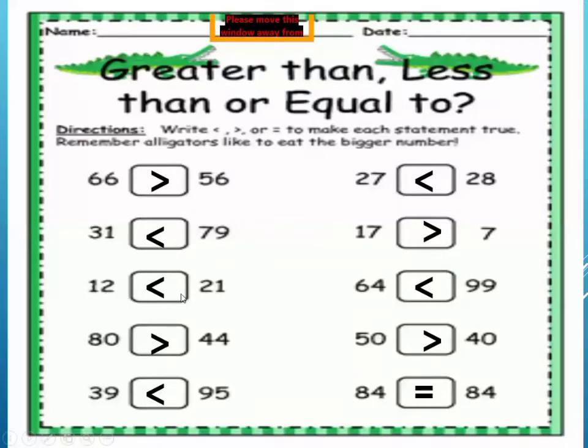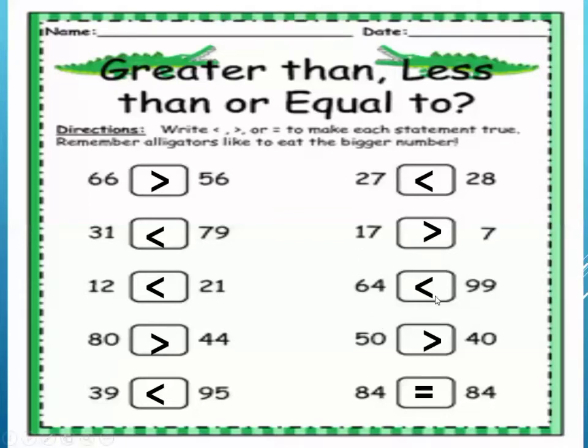Next one is 12 and 21. So which number is bigger? 21 is bigger. So the alligator opens its mouth towards 21 because the alligator always opens its mouth towards the bigger number. Come to the next numbers. Here we have 80 and 44. So which one is bigger, 80 or 44? 80 is bigger. So the alligator opens its mouth towards 80.